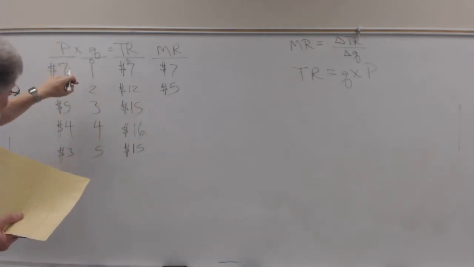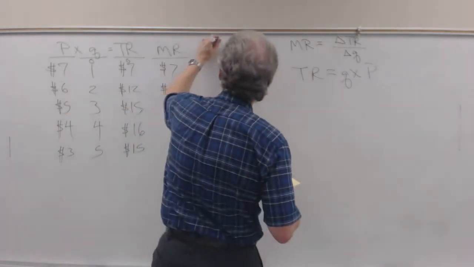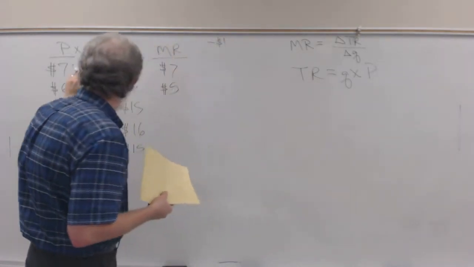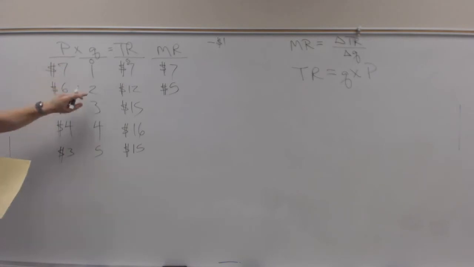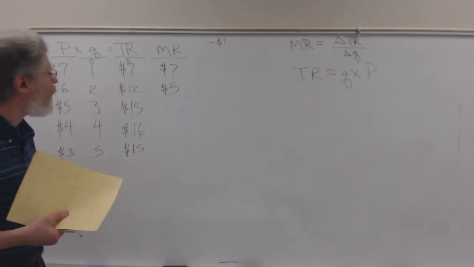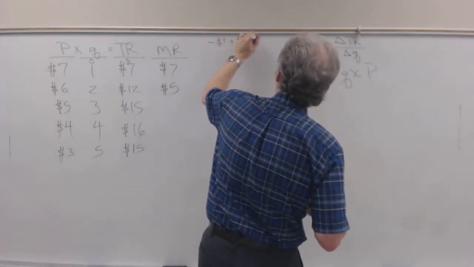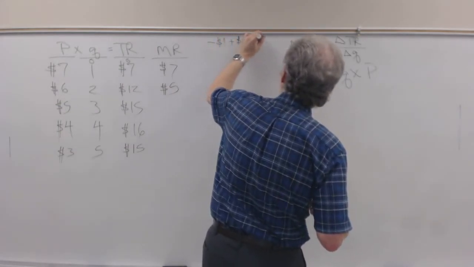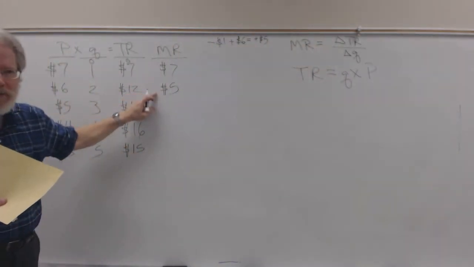And so in order to sell that second unit, he is losing $1 on the first unit because he cut his price by $1. But now he's selling a unit he wasn't selling before, and he's getting $6 on it. So his marginal revenue from selling that second unit is 5.